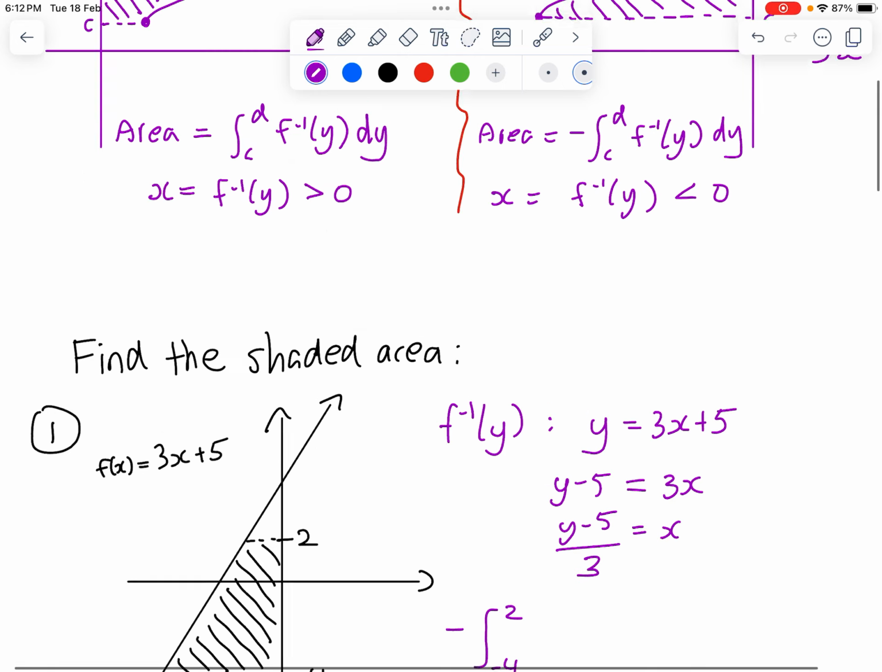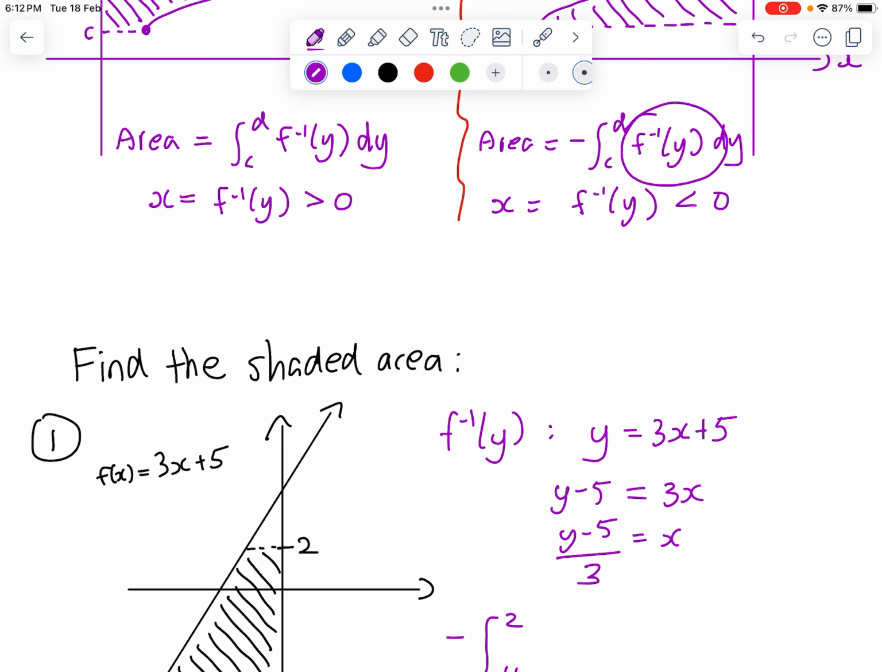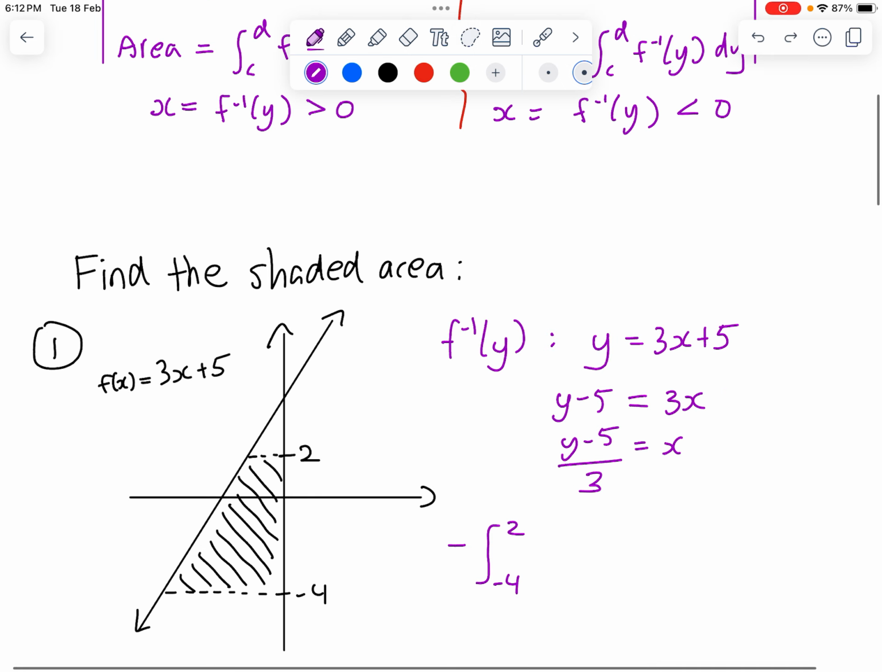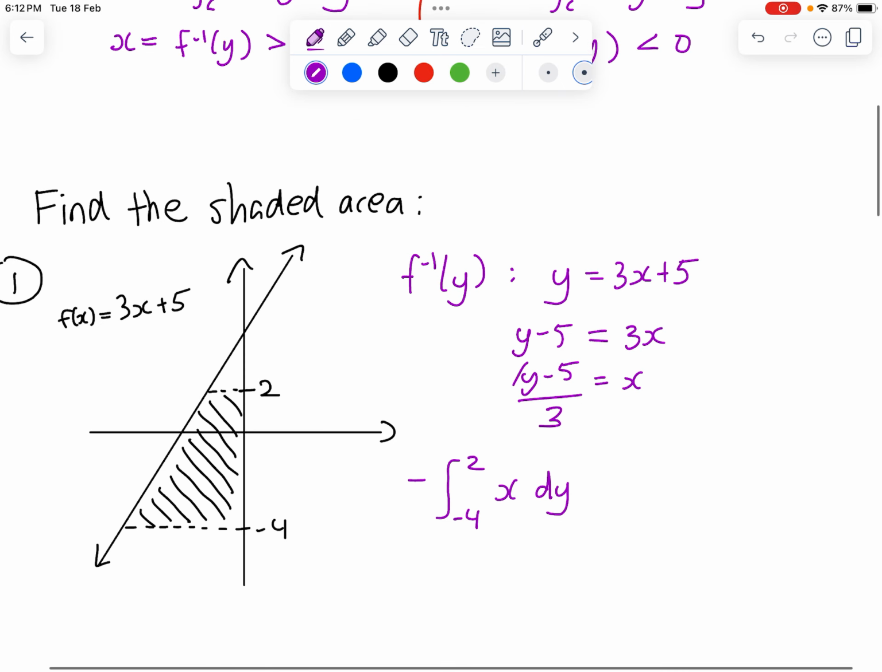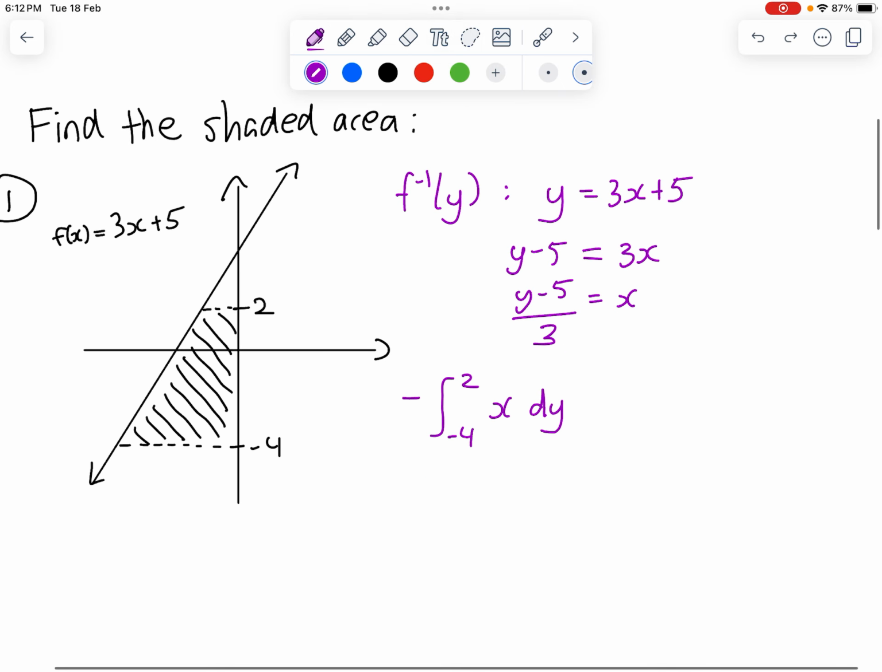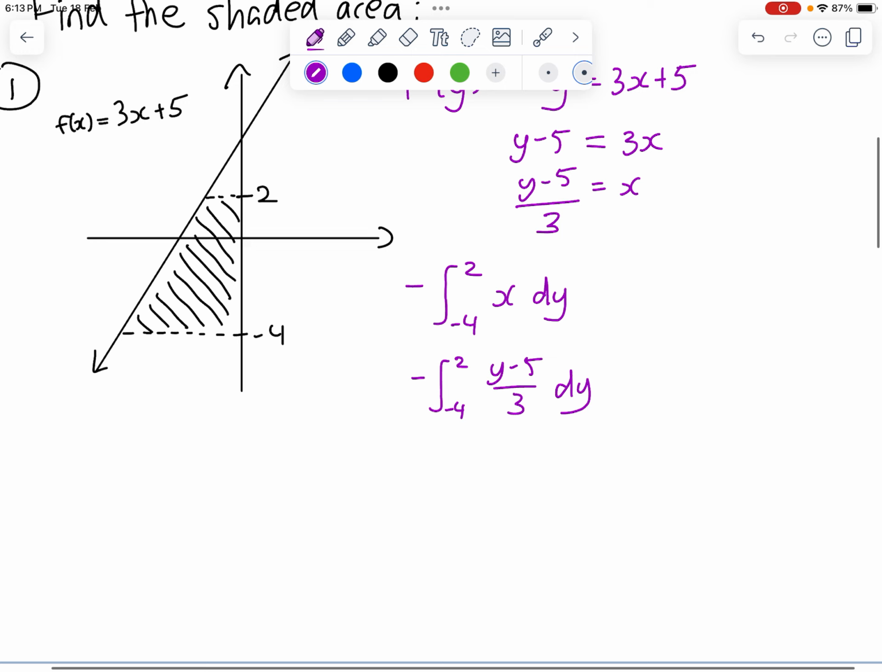As the formula stated, we put in f inverse of y. Basically we put x in, but we want it in terms of dy, so that's what we did here. We found that x was y minus 5 divided by 3, dy. Now we want to integrate it. What is the integration of y minus 5 divided by 3?